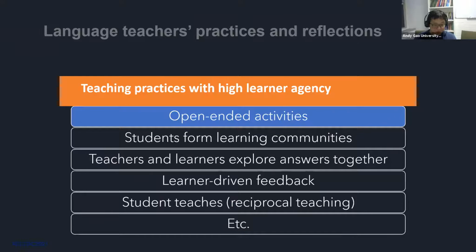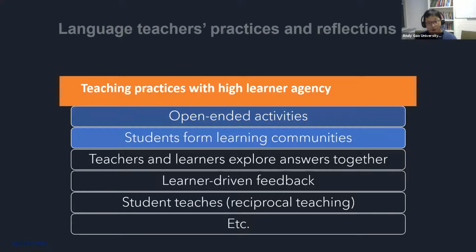Or we can have, say, open-ended activities which allow students of different levels of achievement to come up with the kind of outcomes they can achieve, instead of having fixed objectives. We also can support students to form supportive learning communities.